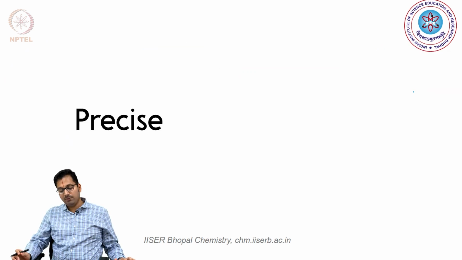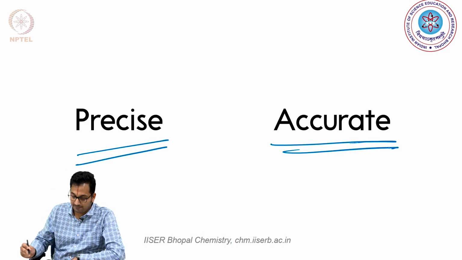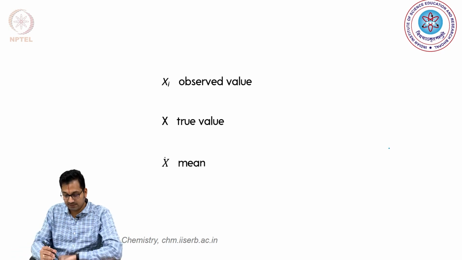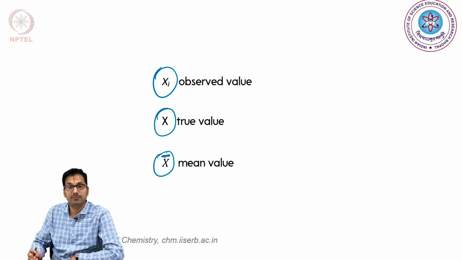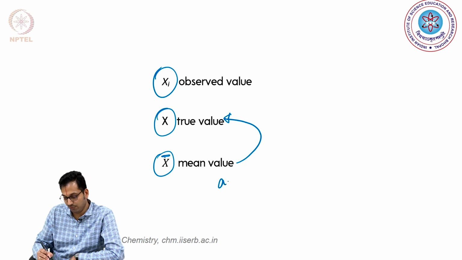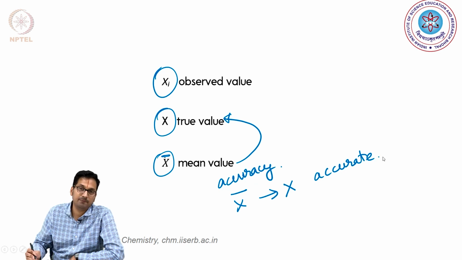Here is where we are going to be defining the 2 very important parameters of precision and accuracy. So what do we mean by these? Let us say xi is the observed value. This is the way we have been defining it so far, and x is the true value, and x bar is the mean, the sample mean that we end up getting. How close the mean value is to the true value indicates accuracy. The closer x bar is to x, the more you say that the measurement is accurate.